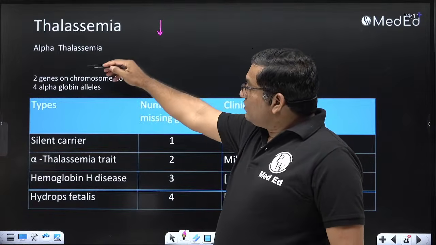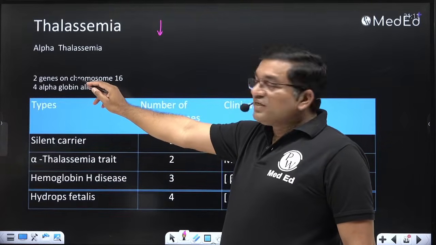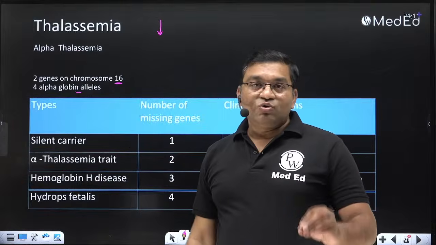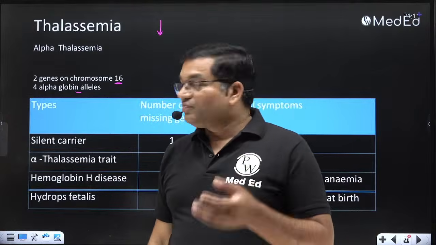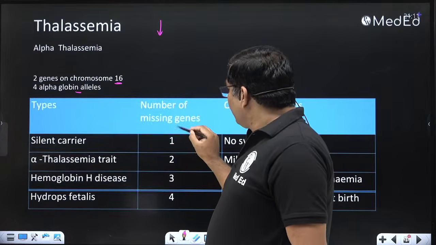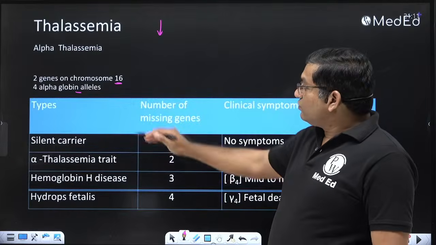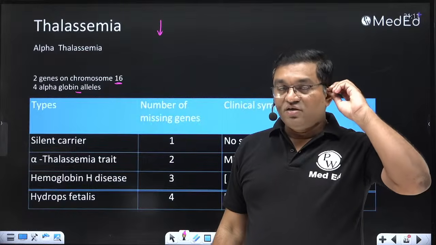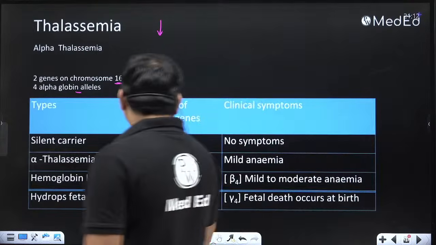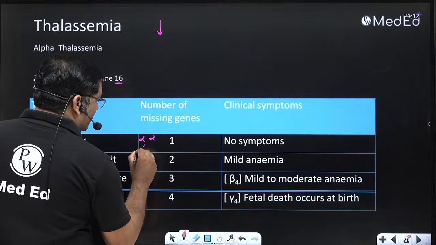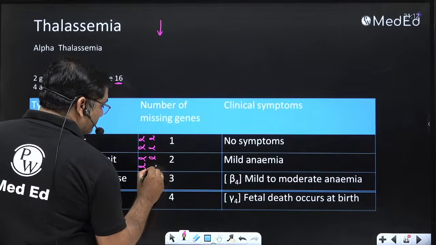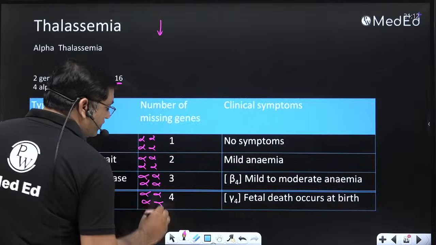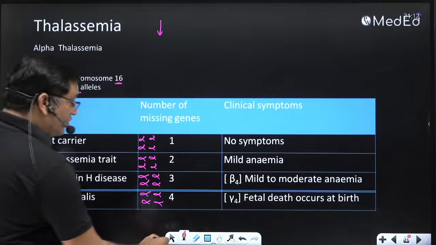Alpha thalassemia, see, there are two alpha genes on chromosome 16, four alpha globin alleles that produce four alpha genes. So depending upon the missing alpha genes, there are four types of alpha thalassemia. Suppose these are the four genes for alpha chain production.